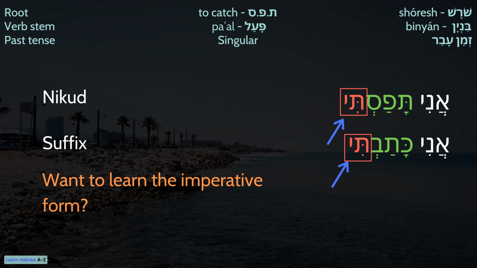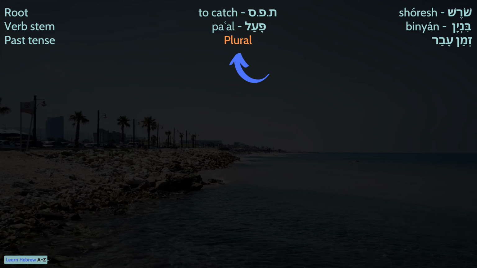I think it is better to focus on the commonly used words. Let me know in the comments below how important the imperative form is to you. If it is important for you at this stage, maybe I will go ahead and create a separate lesson for that. Let's continue with the rest of the verbs. Still in the past tense, the plural form.